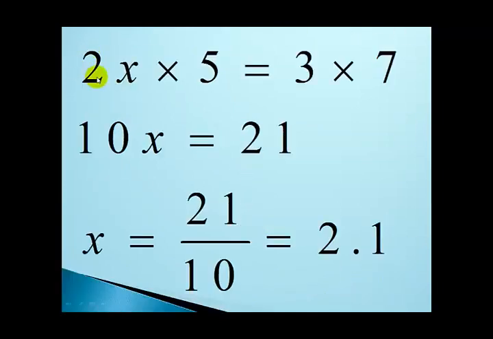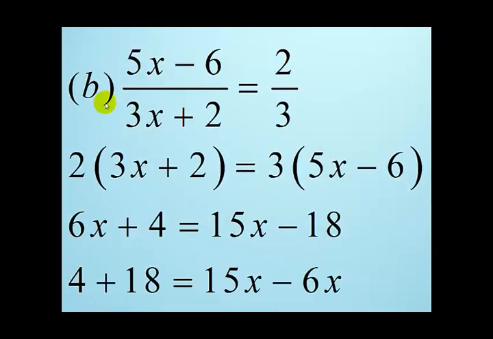Now 2x times 5 is equal to 10x, and 3 times 7 is equal to 21. If 10x is equal to 21 and we are solving for x, we divide the left hand side by 10, and we divide the right hand side also by 10. Dividing the left hand side by 10, we have x, and dividing the right hand side by 10, we have 21 over 10, and the answer is 2.1. So the value of x is equal to 2.1.